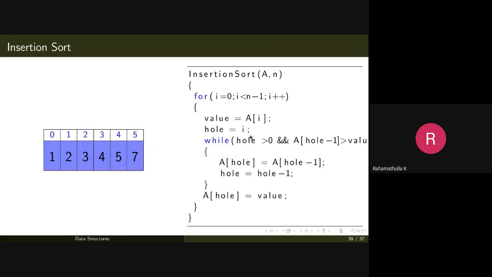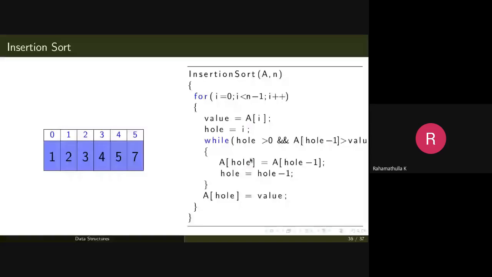Then while hole greater than 0, if the hole itself is at the 0th position, then there is nothing to do. While hole greater than 0 and a of hole minus 1 is greater than value. So for example, if the hole is at this position and the element on the left hand side of the hole is greater than the value that needs to be inserted, then we need to shift it. So that is what this condition is.